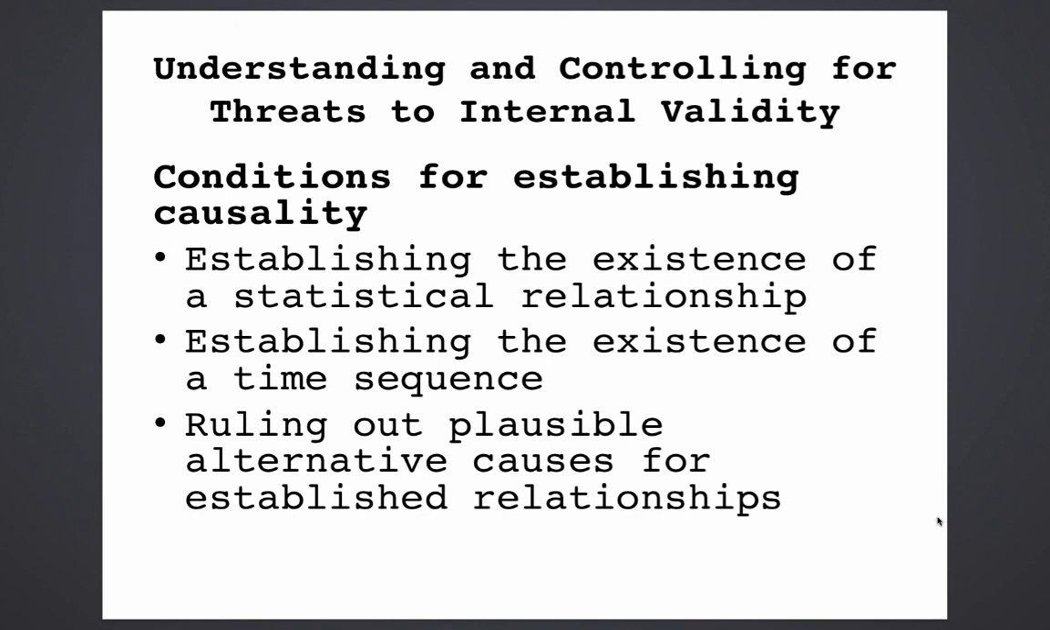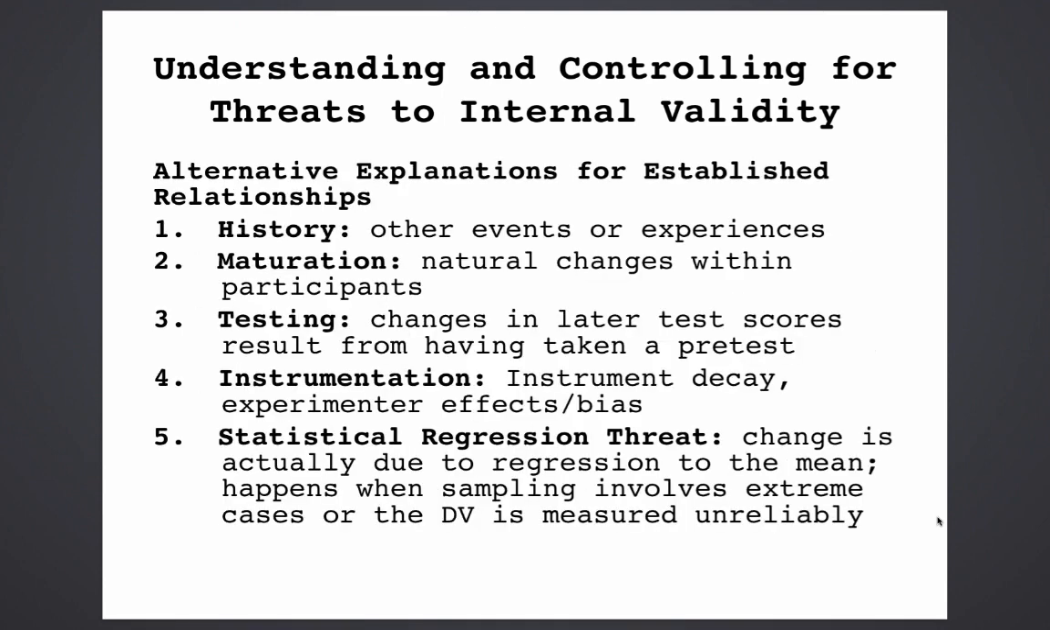Then you also have to establish the existence of a time sequence. You have to prove that X comes before Y in order for it to be causal. That's a pretty basic one. And then you have to rule out all plausible alternative causes for any observed relationship. So what are some alternative explanations for established relationships that might exist?